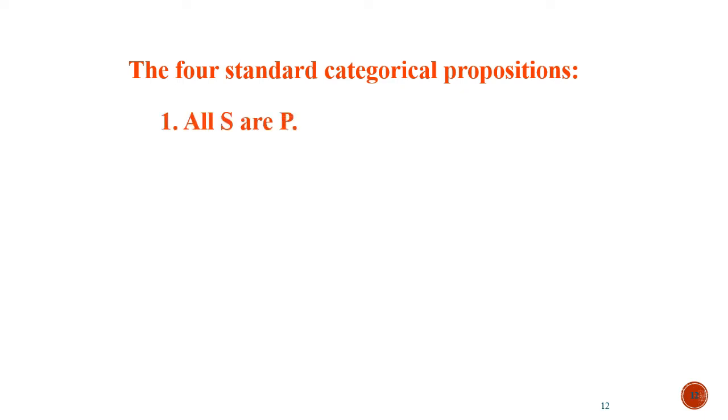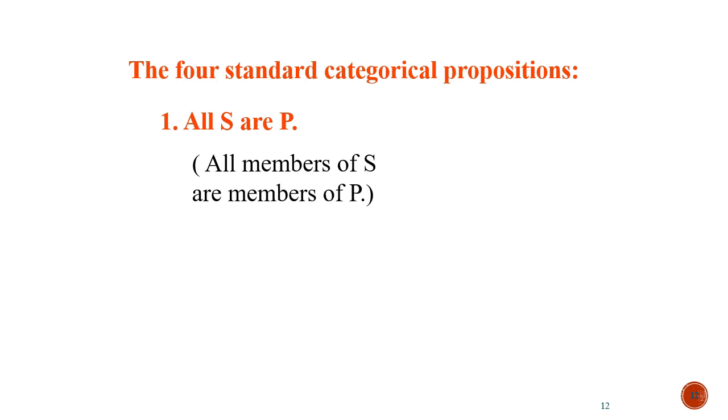Number one, all S are P. This means that all members of S are members of P. You can easily visualize this if you are going to express this into a Venn diagram or illustrate this into a diagram. So take a look at this. All S are P. So S is a part of P and all S are P.